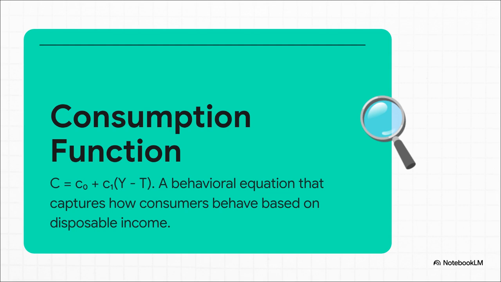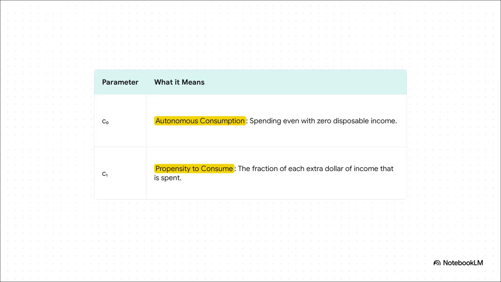Now, I know, this looks a little technical, like some scary math formula, but the idea behind it is actually really intuitive. It's just a simple way to model a very basic human behavior. How much do we spend based on the money we have left after we pay our taxes? Economists have a name for that leftover money. They call it our disposable income. And this function really boils down to two key parts.